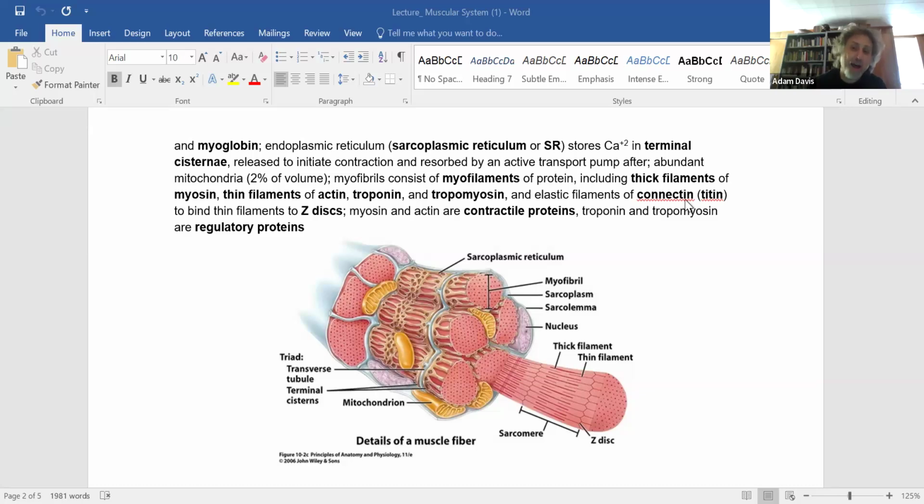Troponin and tropomyosin, which are part of the thin filaments, are the regulatory proteins. They control when the muscle contracts. And finally, connectin, the elastic filaments, is what allows the muscle to spring back to its resting length after it's done contracting. There's a lot going on there, obviously.